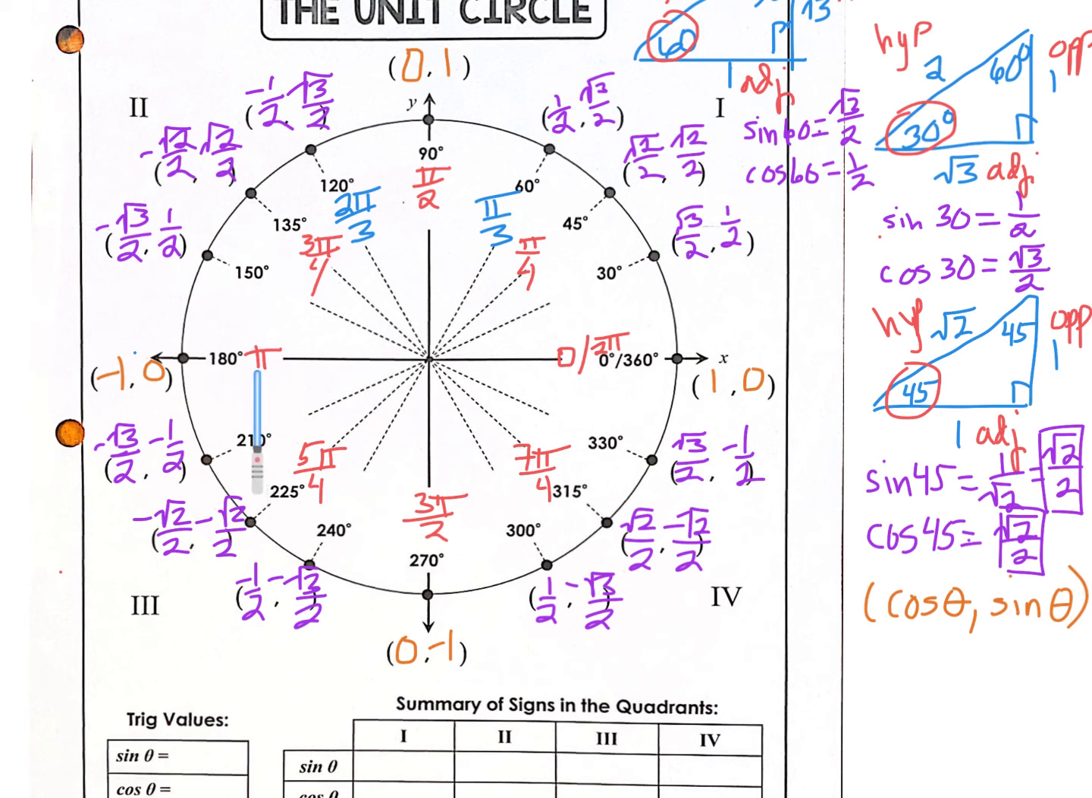4/3, we're going to add 60 to the 180. So 4/3 gets us here to 240. And 4/3 does not reduce. So we're going to put 4 pi over 3. And then 5/3, add 60, you're going to get to 300. So 5 pi over 3. And then finally 6/3, which gets us back to 2 pi.